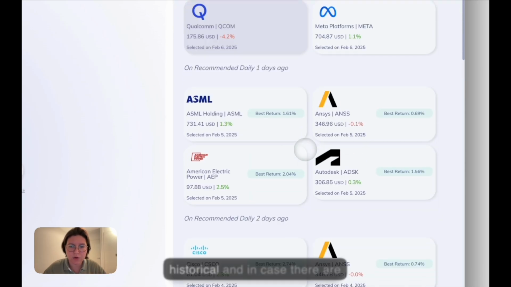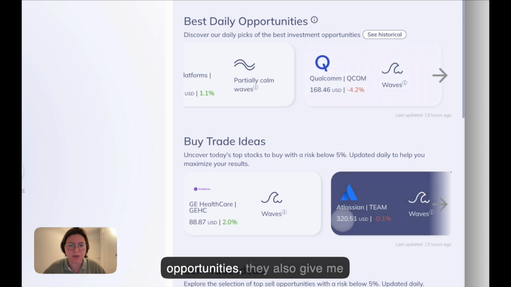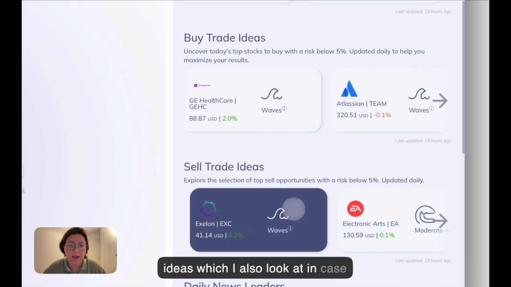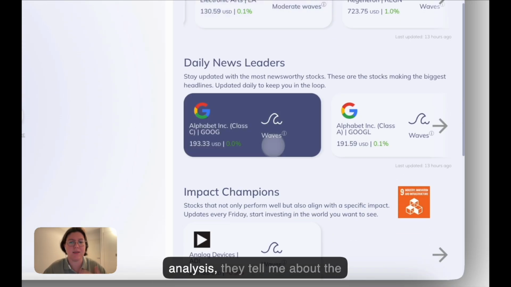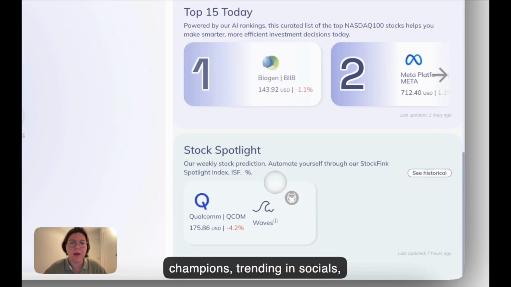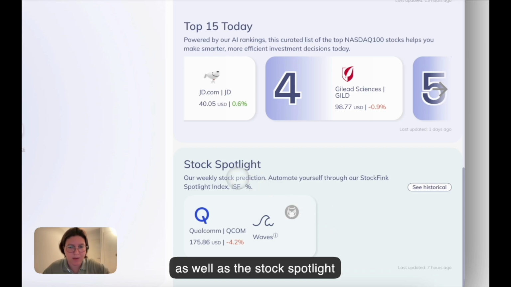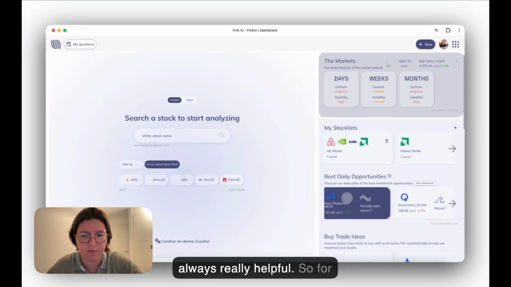So once I've done that, I usually look through the best daily opportunities that StockFink gives me. I usually also look at the historical in case there are any interesting investment opportunities. They also give me some buy trade ideas and sell trade ideas, which I also look at in case any of my stocks are in there, and to do a more thorough analysis. They tell me about the daily news leaders, impact champions, trending in socials, and they also give me a top 15 list, as well as the Stock Spotlight, which is a curated stock, not only selected by the AI, but also by the StockFink team, which I think is always really helpful.